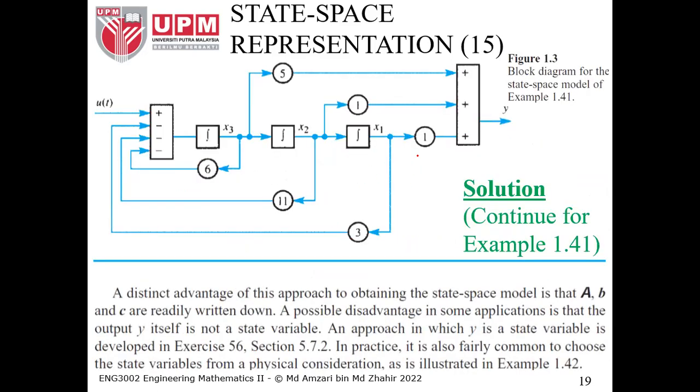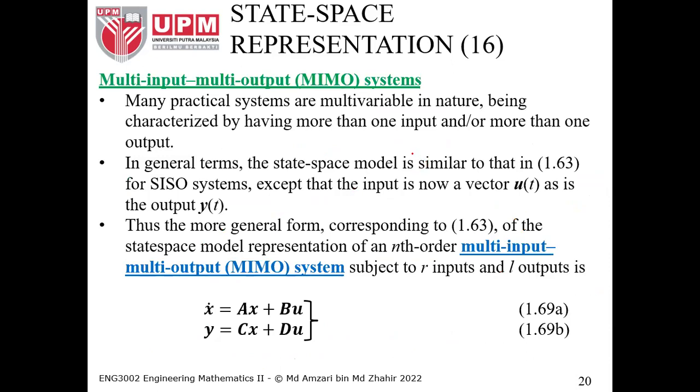So this is a block diagram. Okay, next is the state space representation for the multi-input, multi-output system, or MIMO system. Many practical systems are multi-variable in nature, being characterized by having more than one input and more than one output. In general, the state space model is similar to equation 1.63 for the SISO system previously, except the input is now a vector and the output is now a vector y(t).